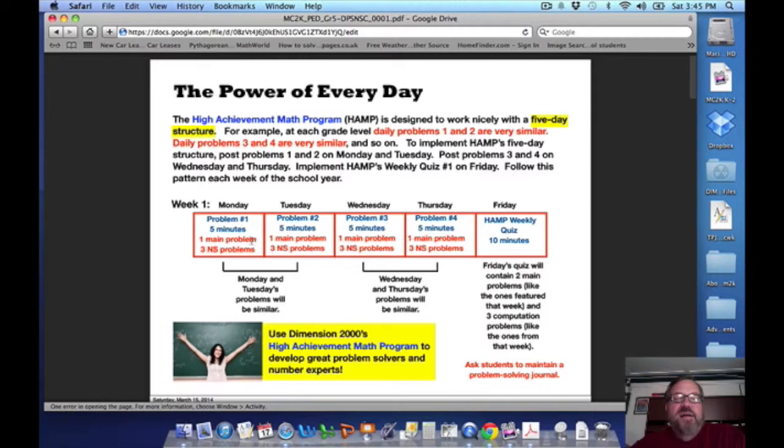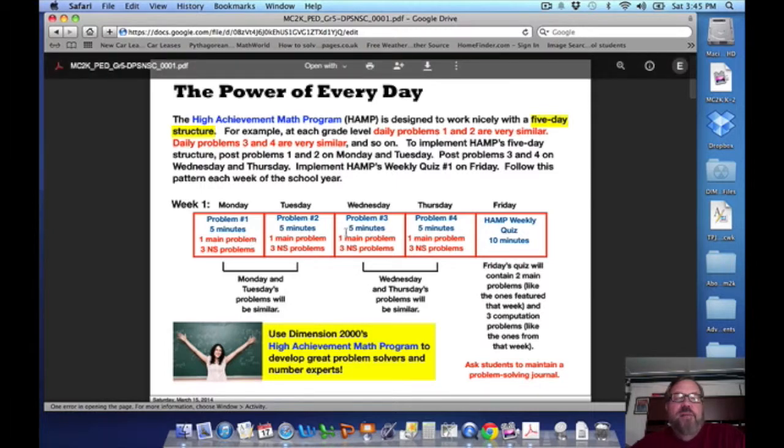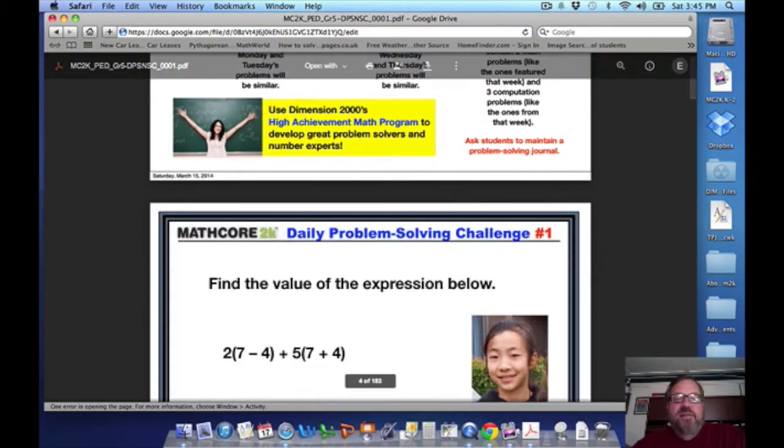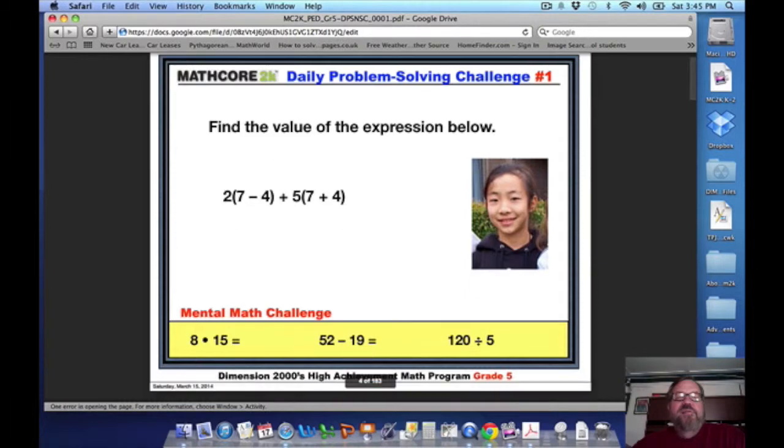And all these slides that are going to come up with the problems and the quizzes on Friday, they all have solution slides with them. So let's arrow down and take a look at the very first one. Here it says find the value of the expression below. And obviously what we're working on here is the idea of parentheses, symbols of inclusion for the students.